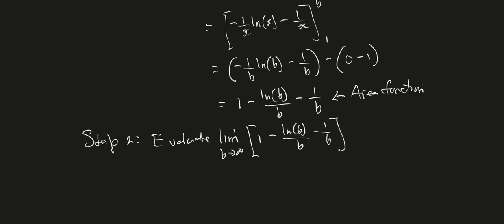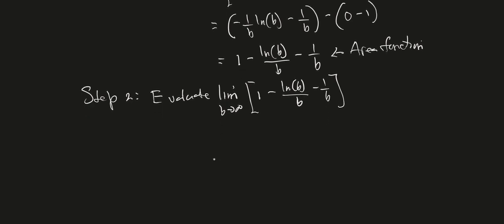Minus 1 over b. Right? Now, this is a good reminder of some of the limit properties and procedures from first semester calculus. So we can take the limit of the individual terms. So this is the limit as b approaches infinity of 1 minus the limit as b approaches infinity of the natural log of b over b, and then minus the limit as b approaches infinity of 1 over b.